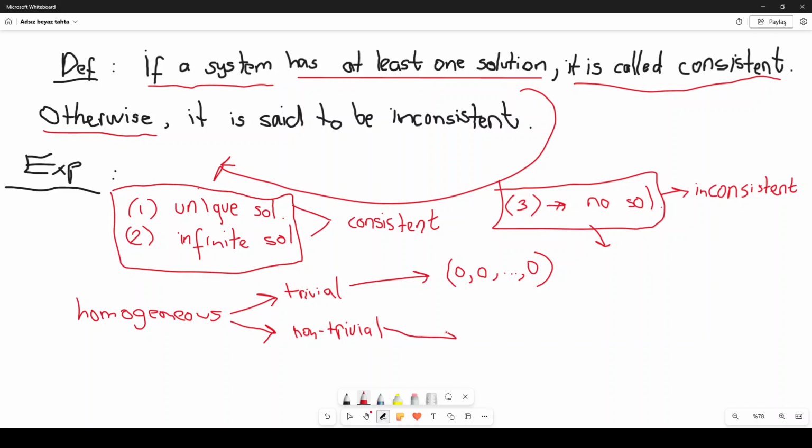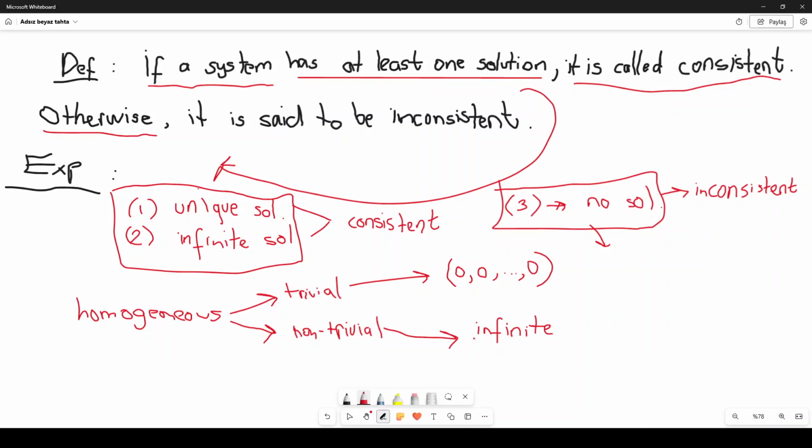And in the non-trivial case, we have an infinite number of solutions. As you remember, we formed the general solution in terms of free variables in that case, so we also have an infinite number of solutions.